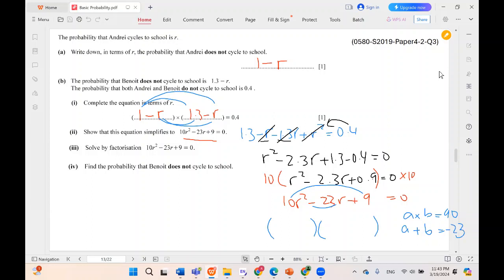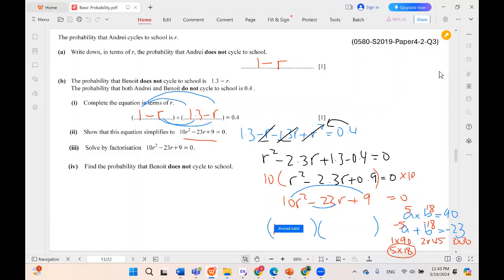And of course, both signs here are going to be negative. We're going to have two negative numbers. We need to look at the numbers that multiply to give 90. So we have 1 times 90, 2 times 45, 3 times 30, 4 would not work, 5 times 18. Of course, 5 times 18 is the correct answer here because 5 plus 18 gives us 23 and 5 times 18 gives us 90. And since they want negative 23, it's negative 5 and negative 18.